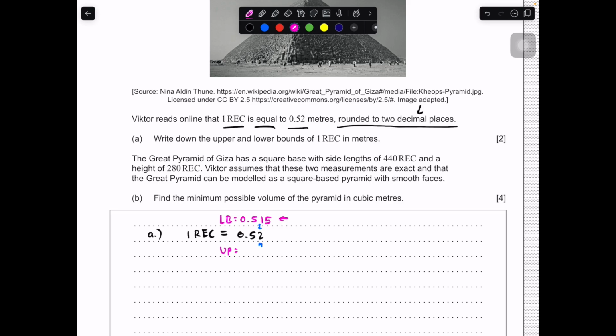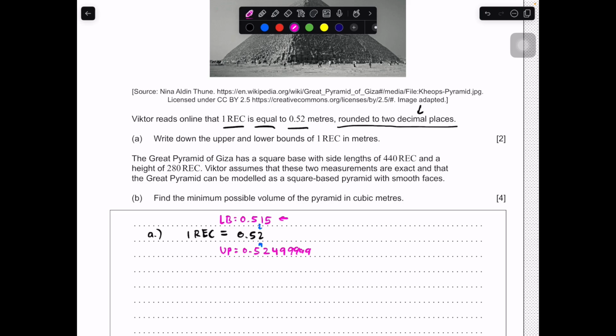The upper bound, let's work this out with a similar kind of logic, so 0.52, and what could this be? If it's 4, for example, we're rounding down. If it's 5, you might say, oh okay, well if it's 5 we're rounding up, but let's extend this logic. If it's 4, we're rounding down. If it's 0.49, we're still rounding down.